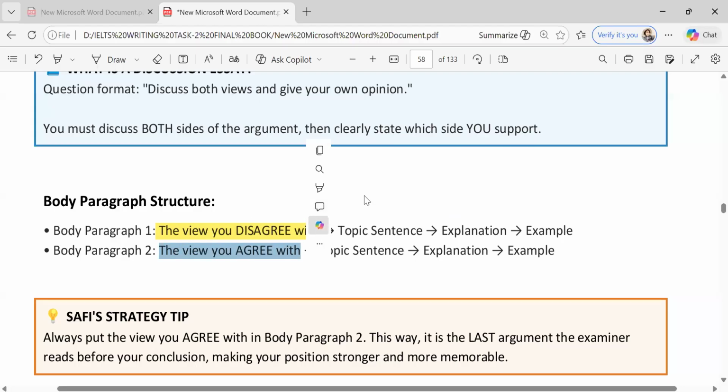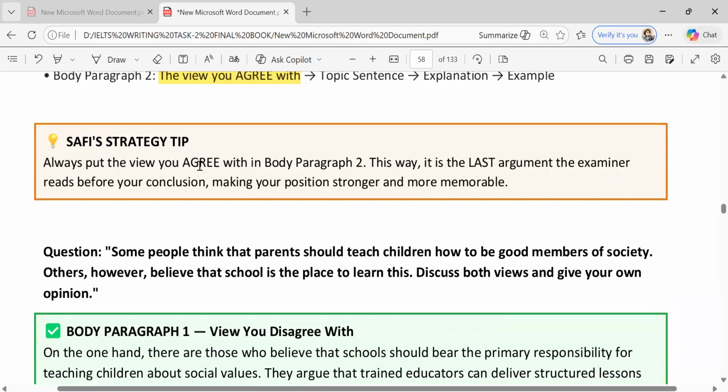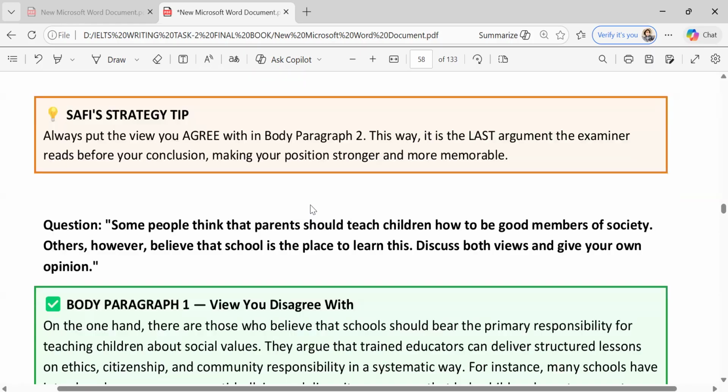So, for example, I agree with constructing wider roads. I will write down the second paragraph. What's the reason behind that? Always put the view you agree with within main body paragraph 2. With any part you agree, that should be your second paragraph, not the first one. Why? This way, it is the last argument the examiner reads before you conclude, making your position stronger and more memorable. So make sure the idea you agree with, write it down in the second paragraph.